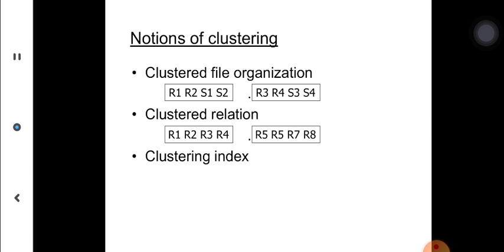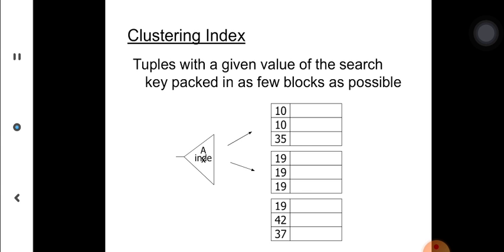So let's take a look at clustering. Clustered file organization: you may have 2 different types of cluster, R1, R2, S1, S2, R3, R4, S3, S4. Sometimes in a clustered relation, the relations are in a different cluster, and you can have a cluster index. So with a clustering index, you can see tuples with a given value of the search key packed in as few blocks as possible. That means the search keys are in blocks. So what is the advantage?